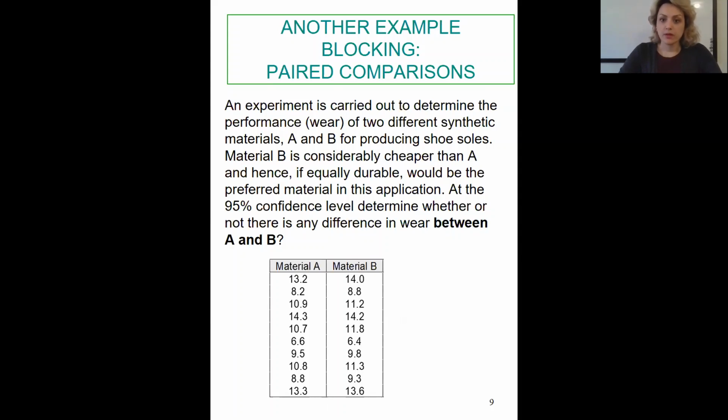If they have the same level of durability, we would consider B because B is cheaper. At the 95% confidence level, determine whether or not there is any difference in variance between A and B. So we did the test. Let's say we have material A and material B, and here is the result for each. We want to compare these two materials, right?